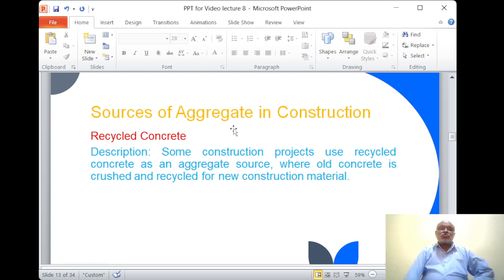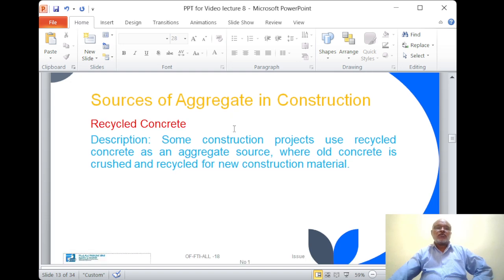The other one is recycled concrete. In an effort to be more sustainable, some construction projects use recycled concrete as an aggregate source. Old concrete is crushed and recycled to be used as a new construction material.